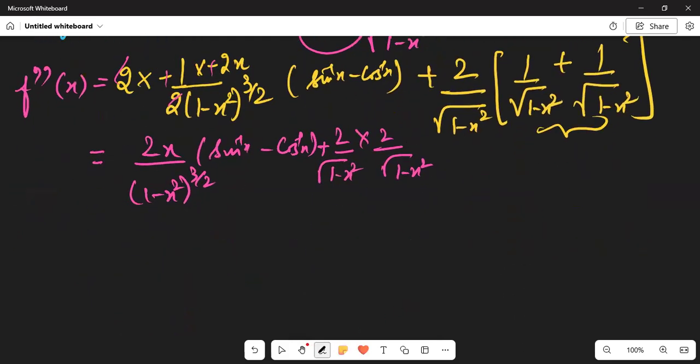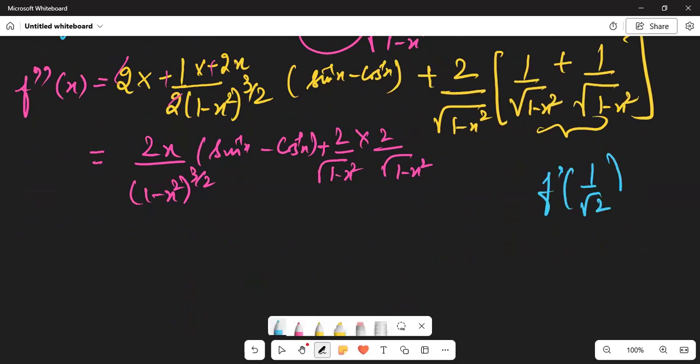Now, since we have f prime at 1 by root 2 equals 0, that means we have to check whether the double derivative is giving you a positive value or a negative value. If it gives you a positive value, that means at x equals 1 by root 2, the function is attaining a minima. And if it is less than 0 or negative, that means the function is attaining the maximum value at that point.